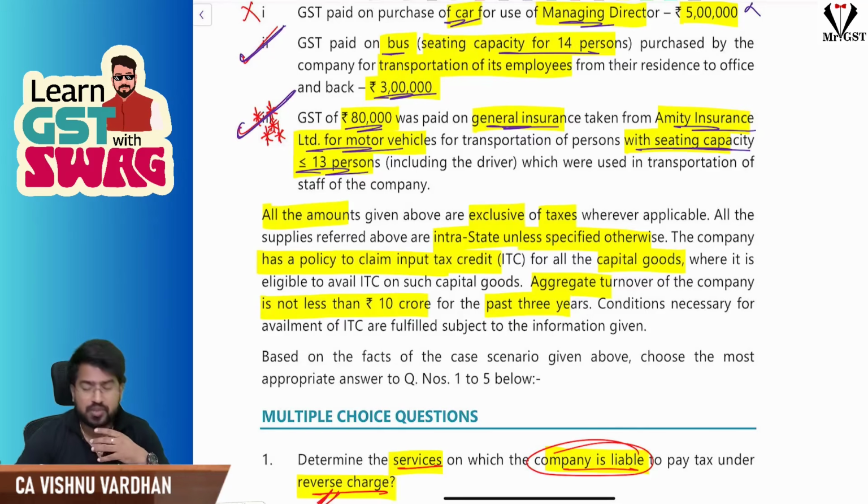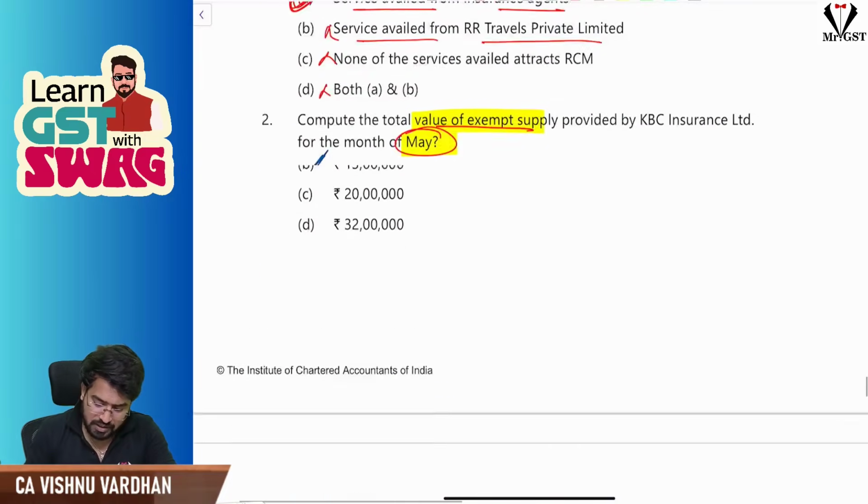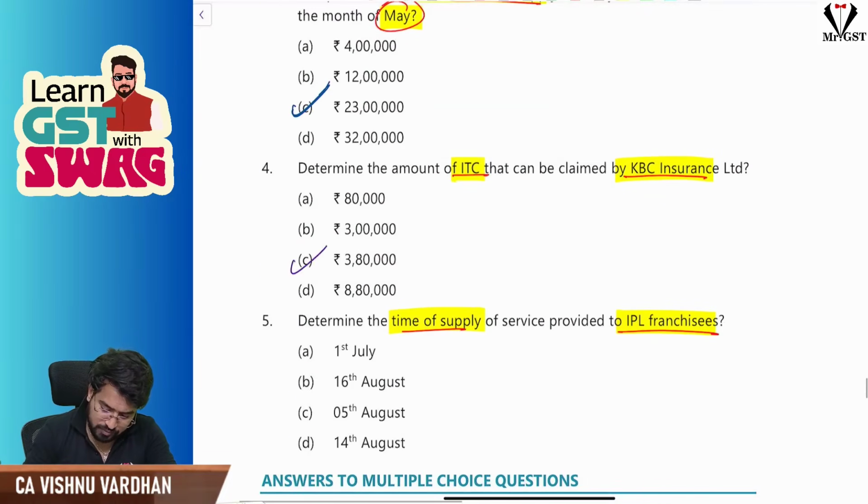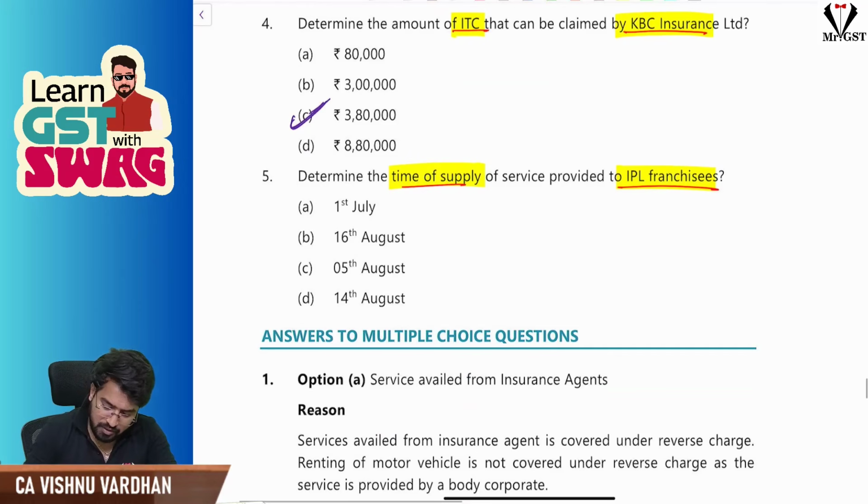Because this is an insurance company taking general insurance on a vehicle, even though the vehicle, I repeat, even though the vehicle has seating capacity less than or equal to 13, because it is a general insurance company, it can take ITC on insurance, because KBC is giving life insurance as well as non-life insurance. So they can happily take ITC here. This is a super duper point. Please make a note of it. So 3 lakh and 80,000 is the amount on which they can take ITC. And time of supply is 5th August. Okay, that is what this particular case study covers.